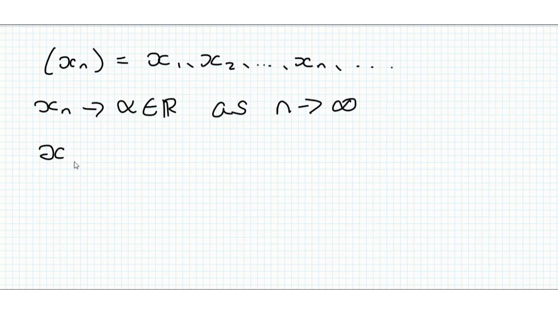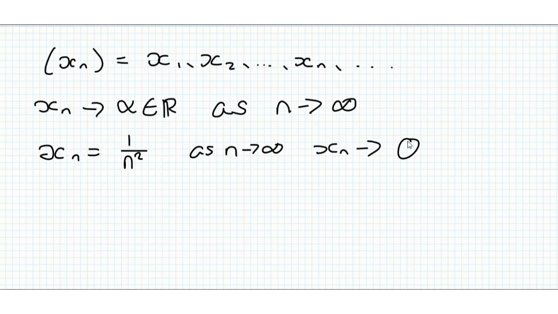First we're going to look at the sequence (xn), where the terms are defined as 1 over n squared. So x1 is 1 over 1 squared, x2 is 1 over 2 squared, xn is 1 over n squared, xn+1 is 1 over (n+1) all squared, and so on. So here, a pretty obvious example, as n tends to infinity, xn tends to 0. Okay, so we say that xn converges to 0.